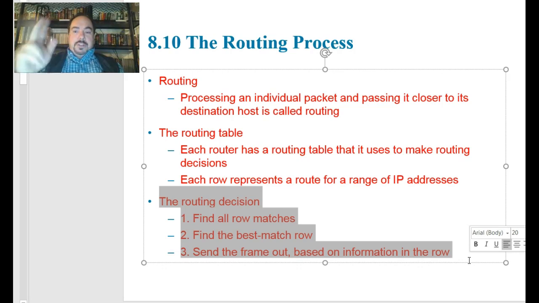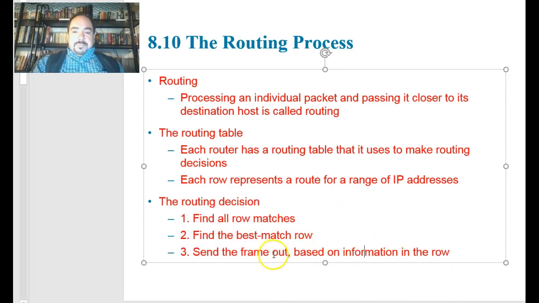based on the row. I'm not sure why that says send the frame out. That looks wrong to me. You're sending the packet out. It's an IP packet. I think that's just wrong. Anyway, let's just change it. Packet out. Just like that. So find all row matches, find the best match row, send the packet out.